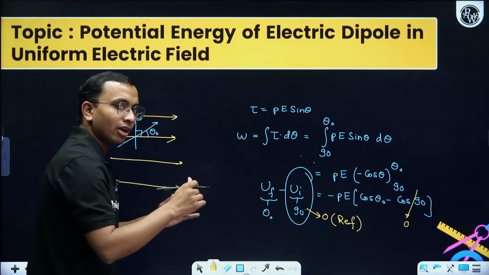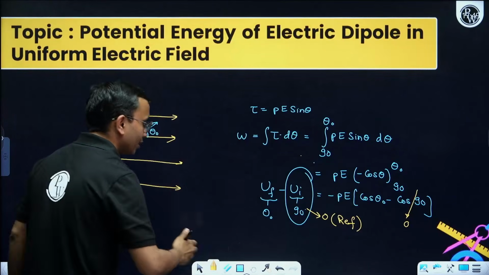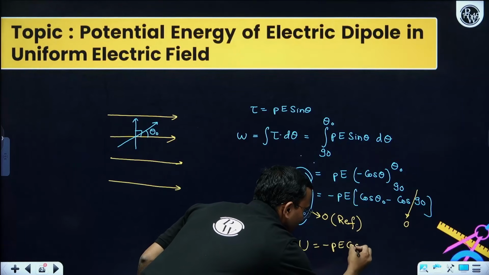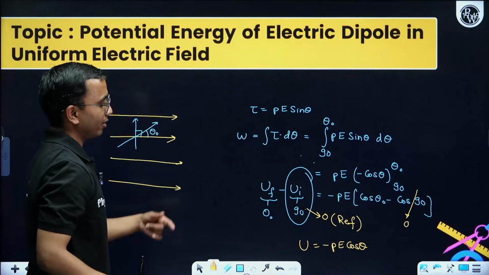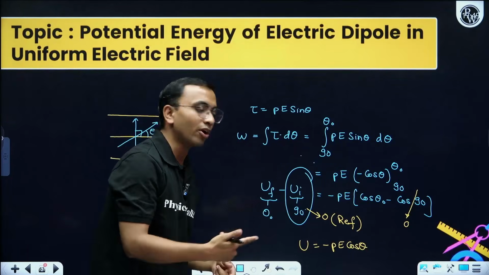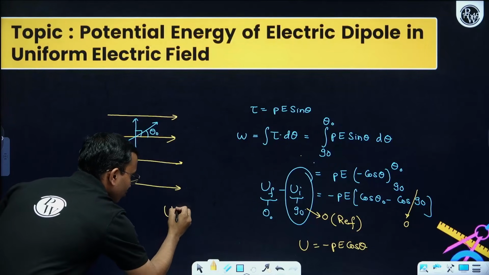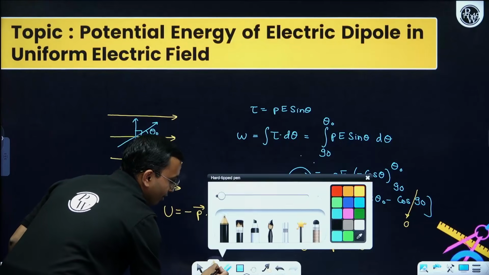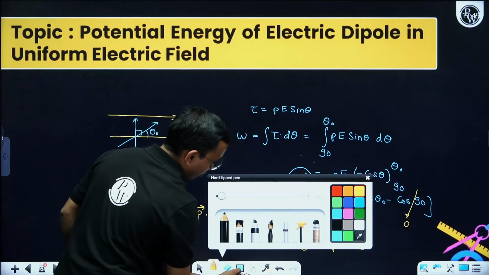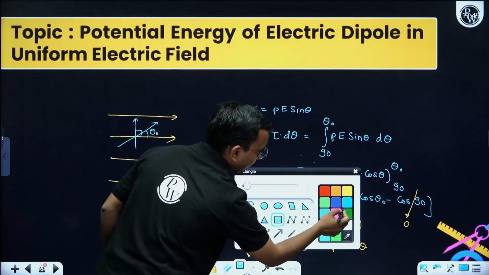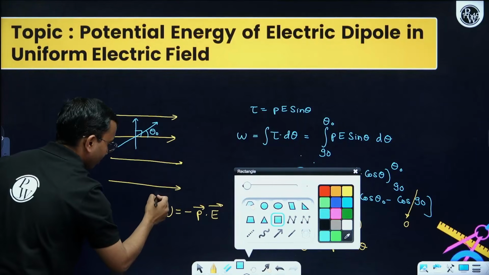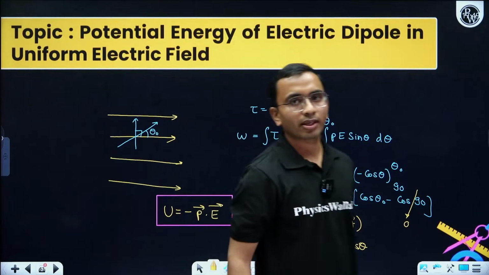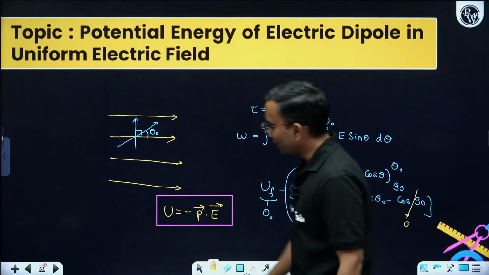So for any particular angle theta, the potential energy is minus PE cos theta, and minus PE cos theta you can write as minus P dot E. So the potential energy formula comes out to be minus P dot E. This is an important formula, you should remember it. Got it? Not that difficult?